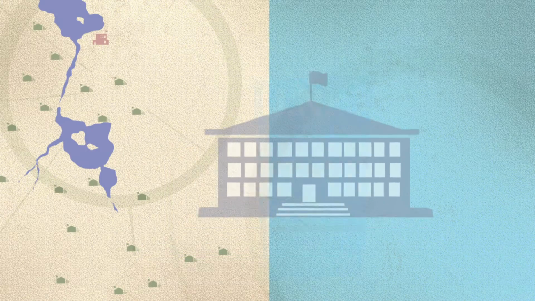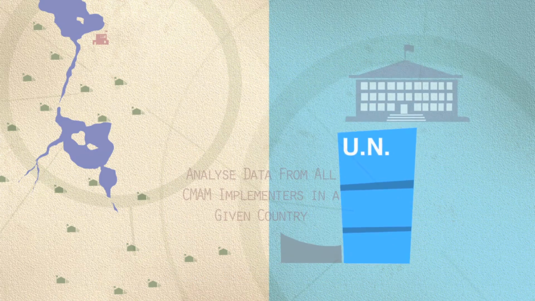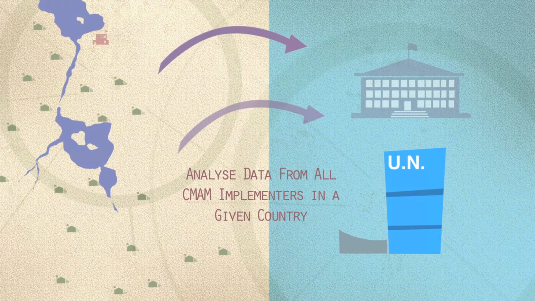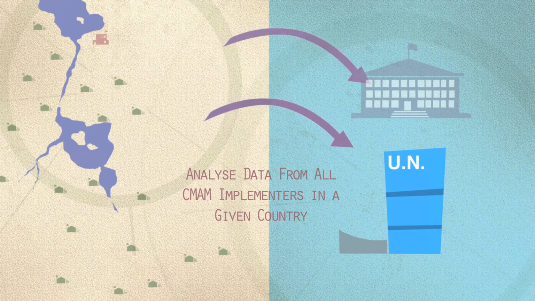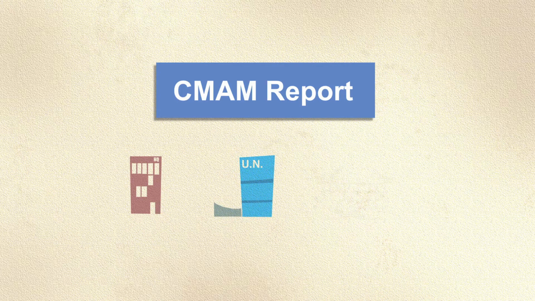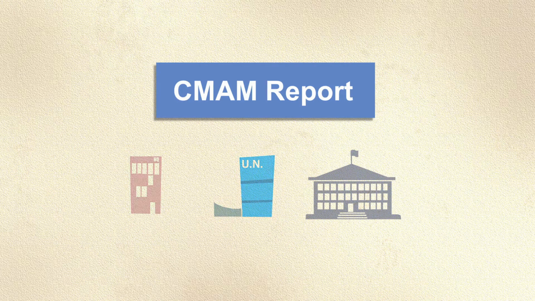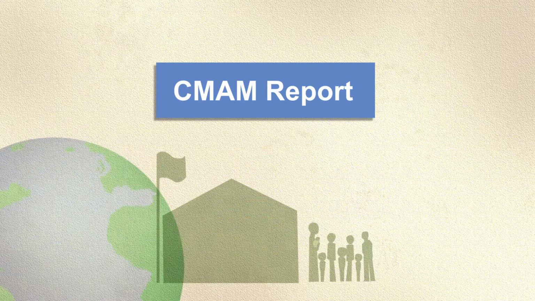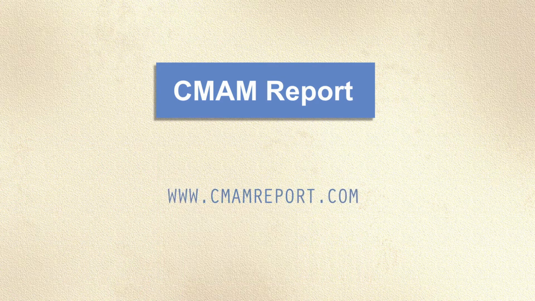Ministries of Health and UN agencies can view and analyze data from all CMAM implementers in a given country instantly, without entering data themselves. The CMAM Report software empowers staff from NGOs, UN and governments at all levels to make better and faster decisions to improve treatment outcomes and cure more children from acute malnutrition every day.